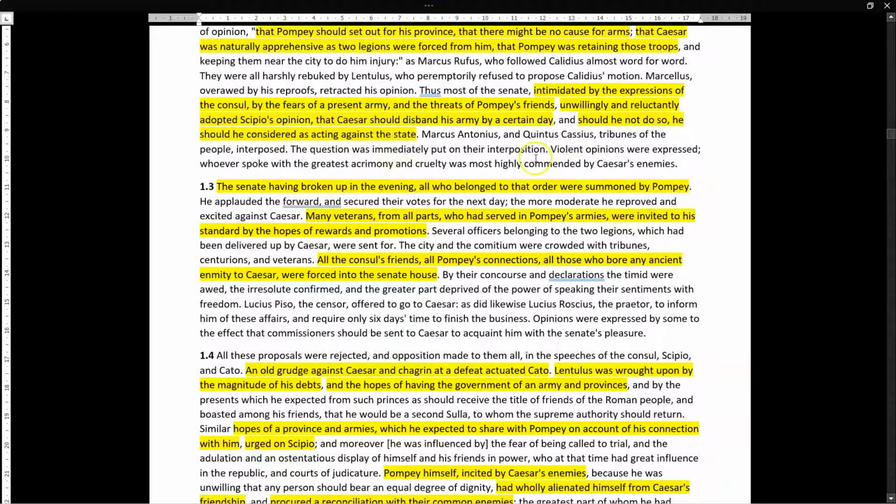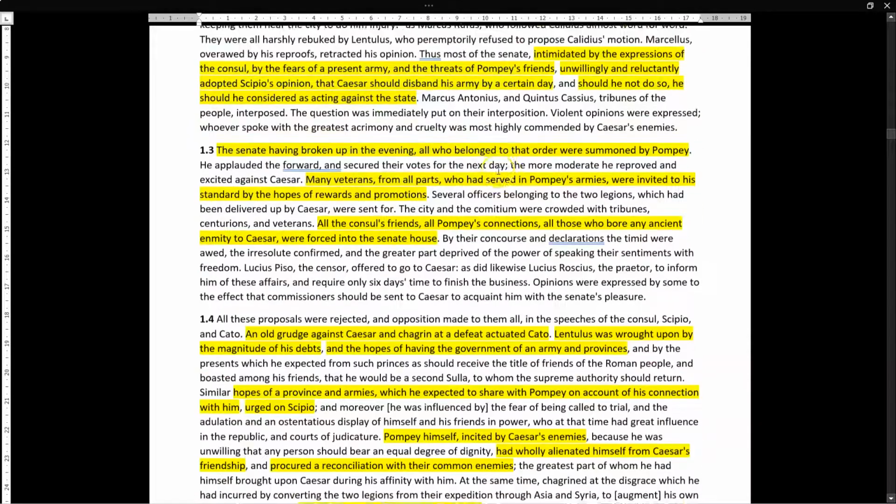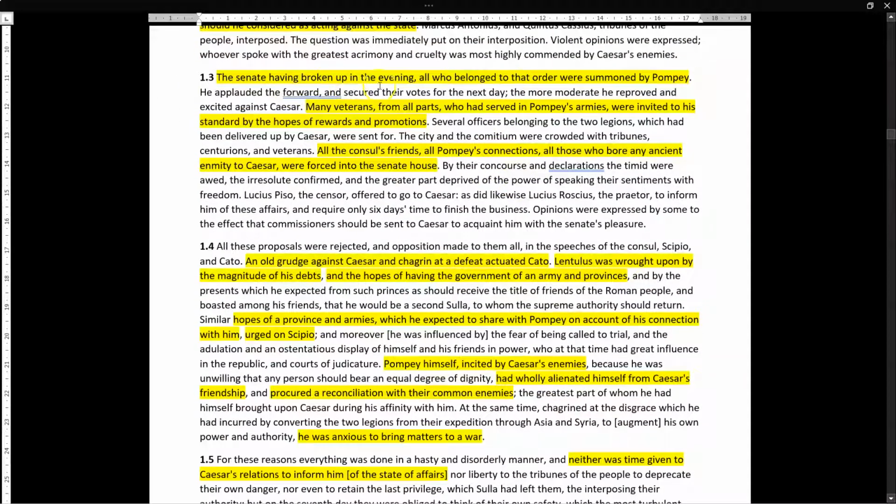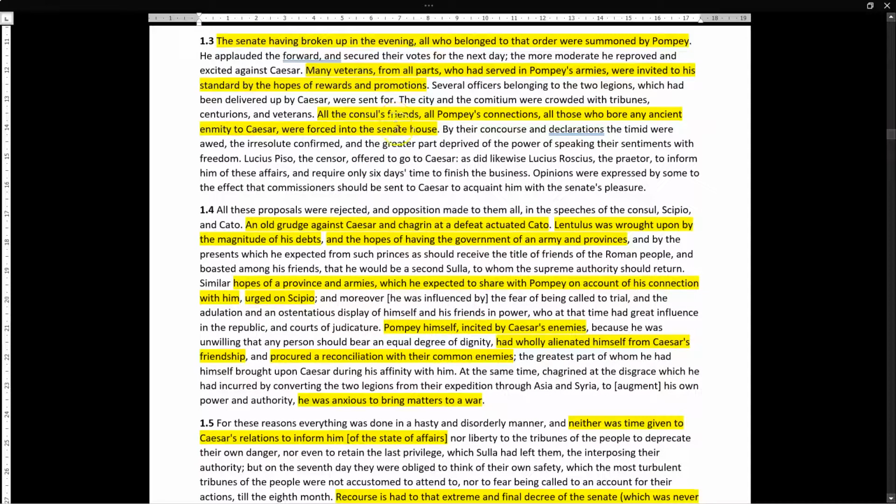And it doesn't actually pass, as we already know from Suetonius and Plutarch. The Senate broke for the evening. All who belonged to the order were summoned by Pompey, so the Optimates, in other words. So he then secures their support. Many veterans from all parts who had served in Pompey's armies were invited to his standard by the hopes of rewards and promotions. So Pompey is forming his army and using bribery and the offer of bribery in order to get supporters. So he draws them up.